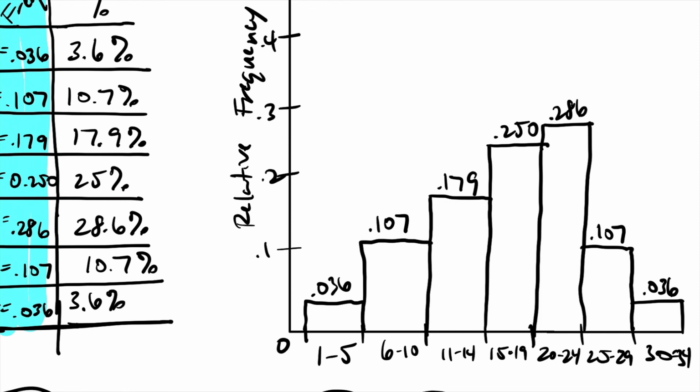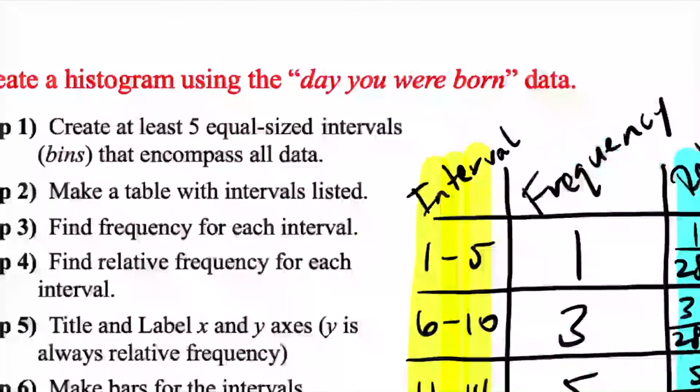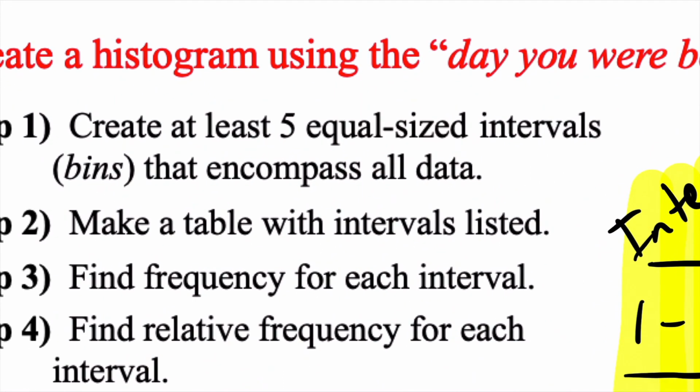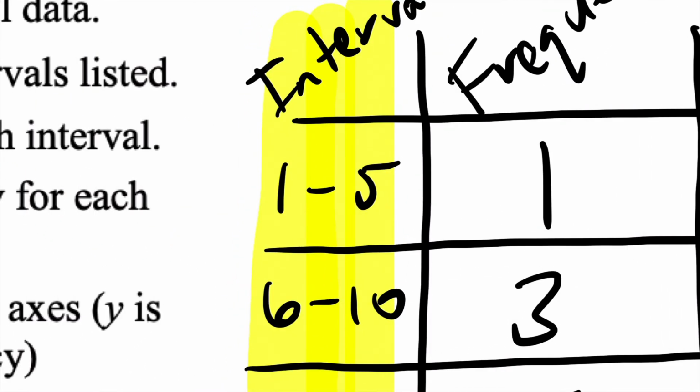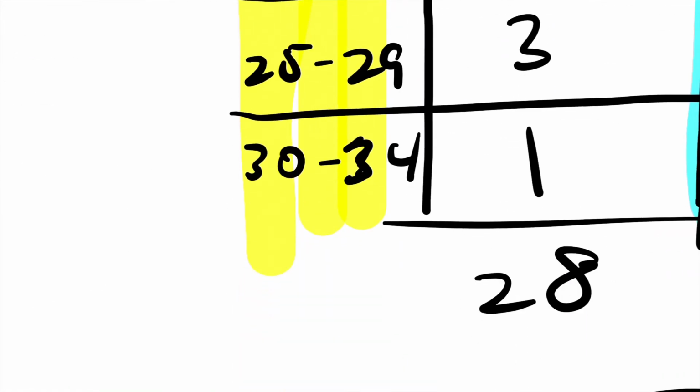But how many bars do they have? 7 bars. How many bars do you guys have? Is yours right or is theirs wrong? Or vice versa? Step 1. Did they do at least 5? Did you guys do at least 5? So you're both correct. You just did it differently. Okay? So it doesn't matter. The reason theirs is off is because they had a person born on the 31st, so they needed an extra interval. That's why there's 7 instead of 6.